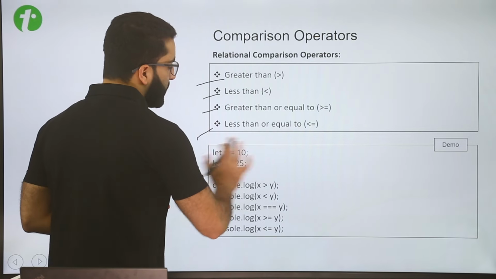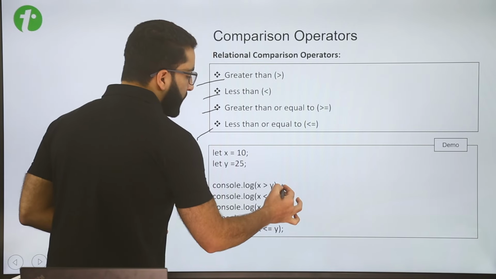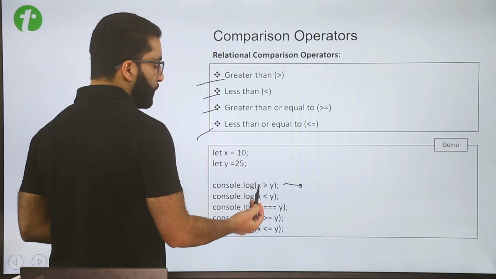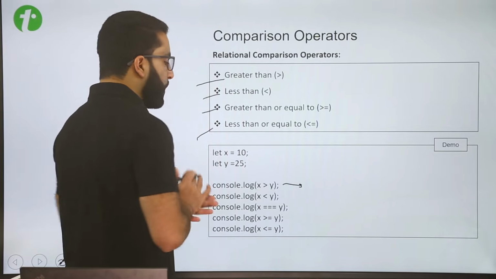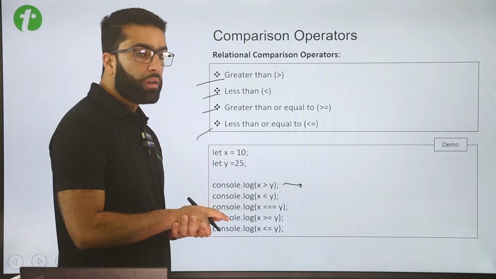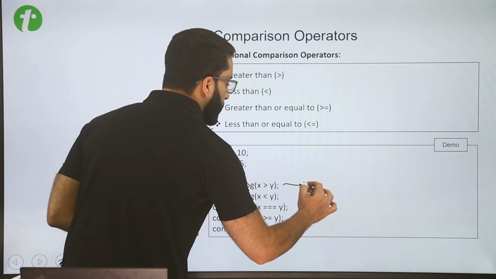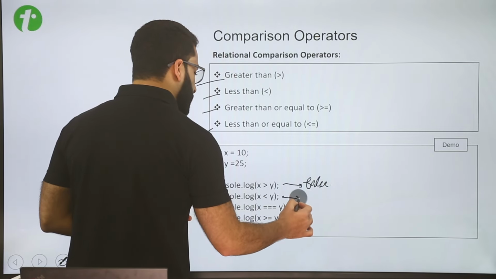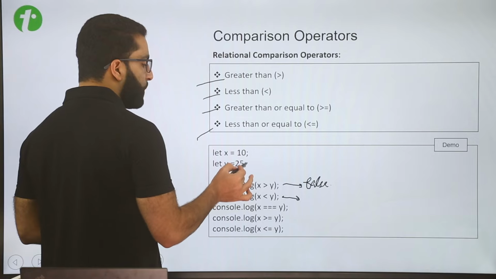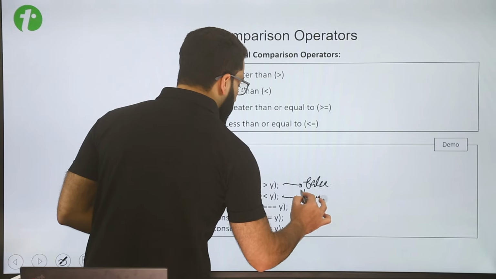Let's say I have x is equal to 10 and y is equal to 25. Let's check, okay? You can guess the output with me. For this line of code, x is greater than y. So x is 10 and y is 25. What do you think will happen? Well, x is clearly smaller than y and not greater than, so this is going to return me false. Right? Similarly, if I talk about this line of code, x is less than y, that is correct. 10 is less than 25, so this is going to return me true.